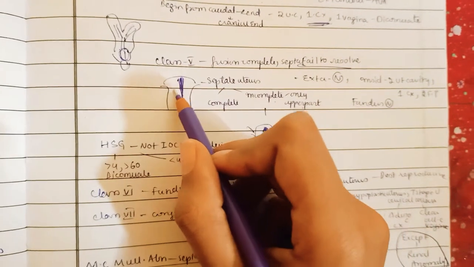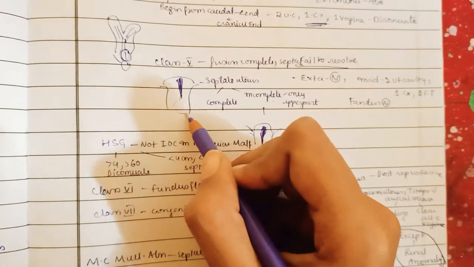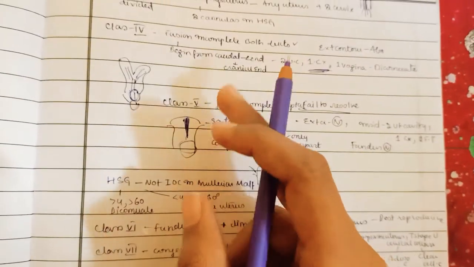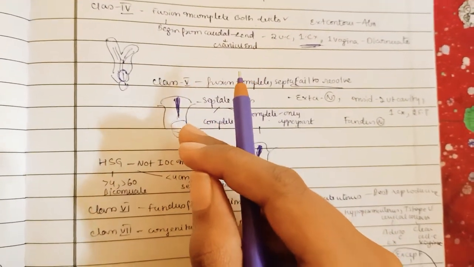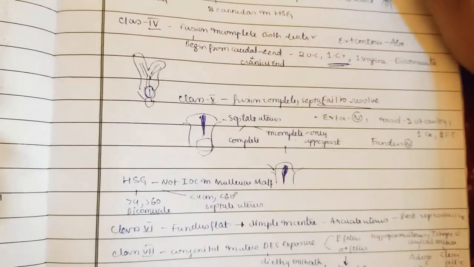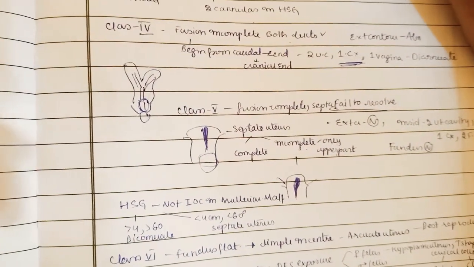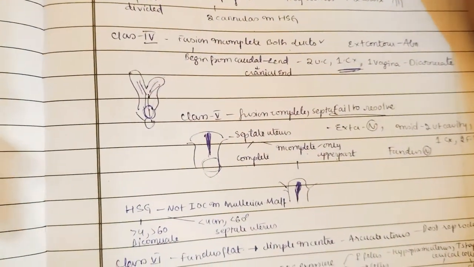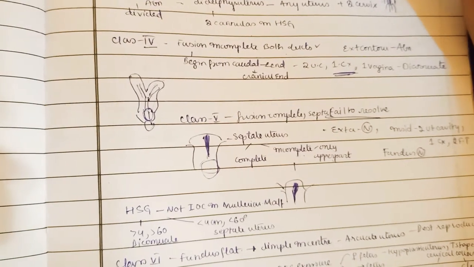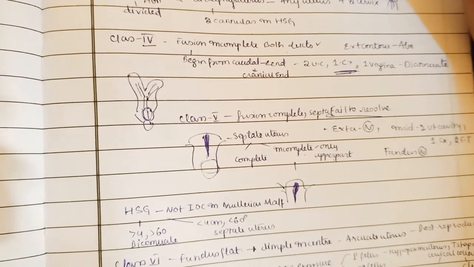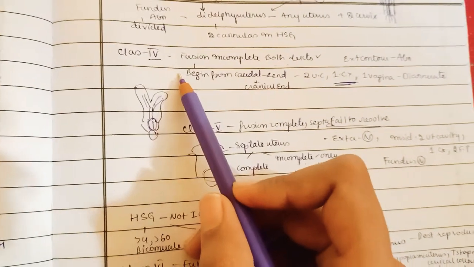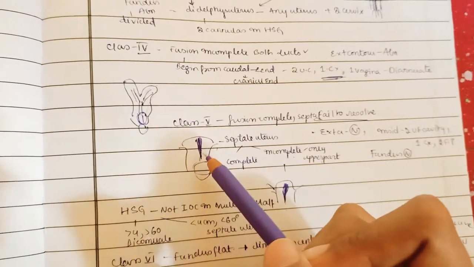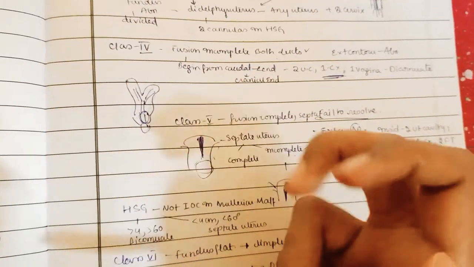So in the septate uterus also you will find two uterine cavities, you will see only a single cervix, and you will see normal external appearance. In a bicornuate uterus you will see abnormal external appearance, whereas in the case of septate you will see normal external appearance, okay. So let us differentiate between class 4 and class 5, that is between bicornuate and septate uterus. In both of these you have only a single cervix, and in both you have two uterine cavities.